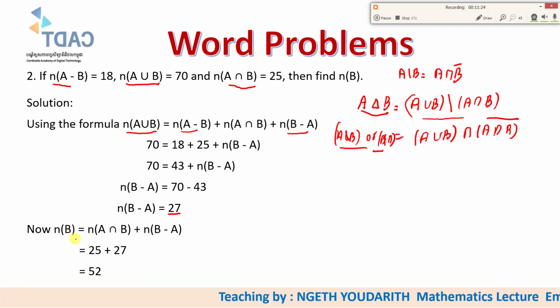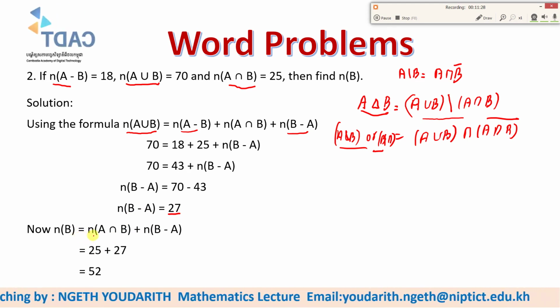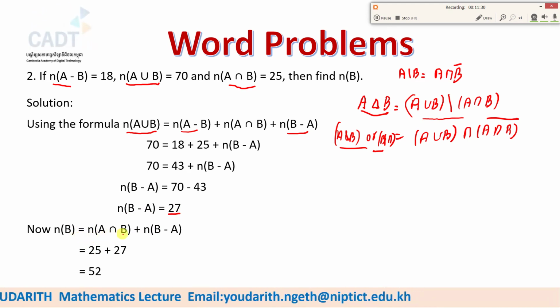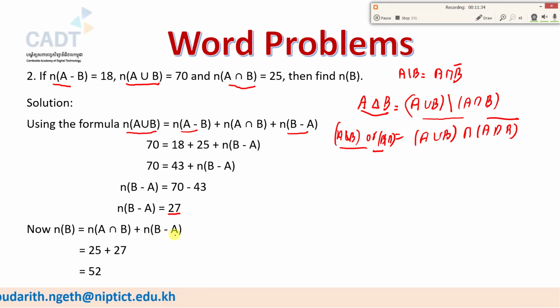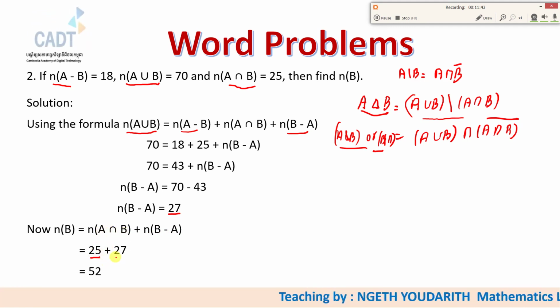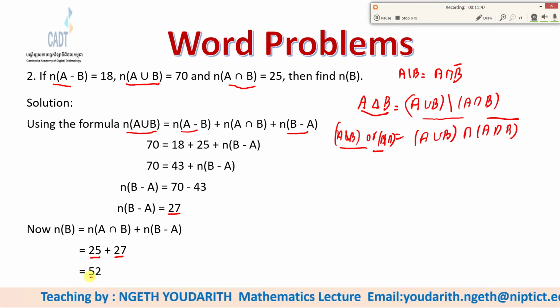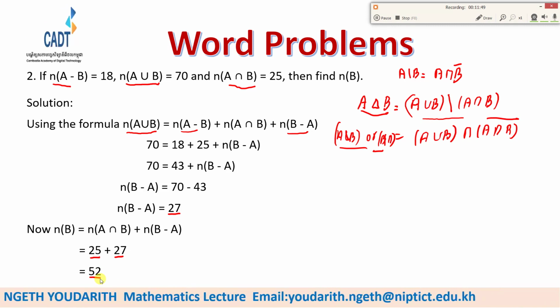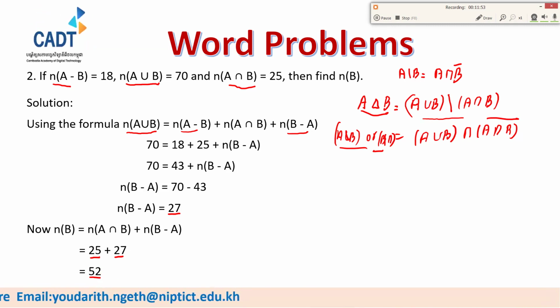But NB is equal to NA intersection with B plus NB minus A. So it means that NA intersection with B is equal to 25, and this one is equal to 27. Now we got NB is 52. This is what we need to find about the meaning.